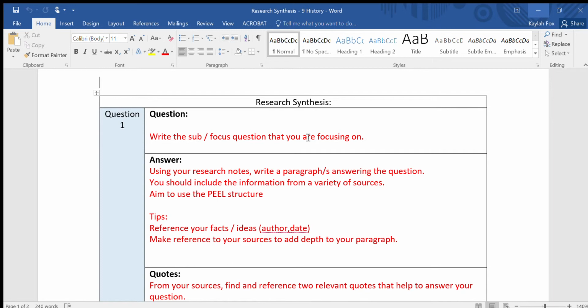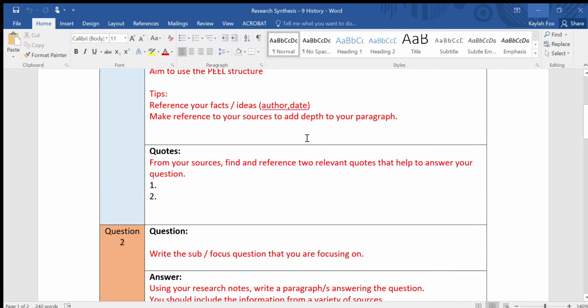Then finally, you look back at your sources and you need to try and look for quotes from your sources. This is really easily done when you look at written sources, but there should be some quotes that help to answer your question. Find 2 quotes and then have them with you.